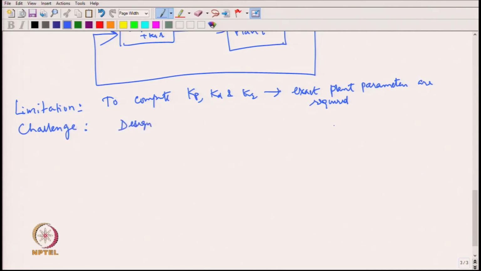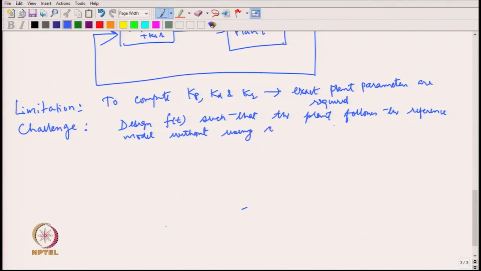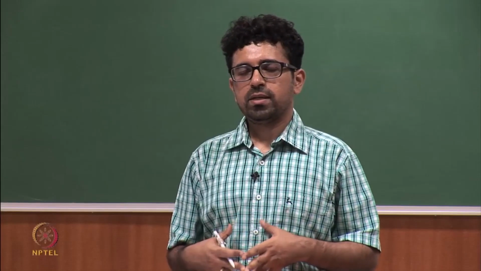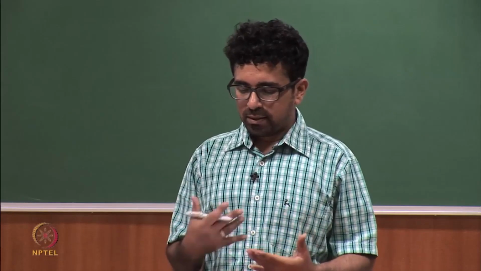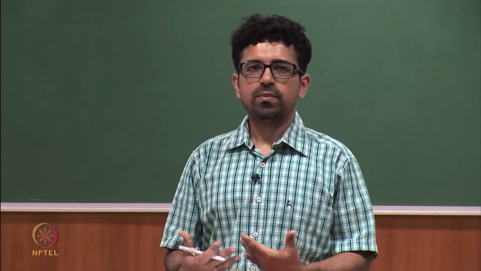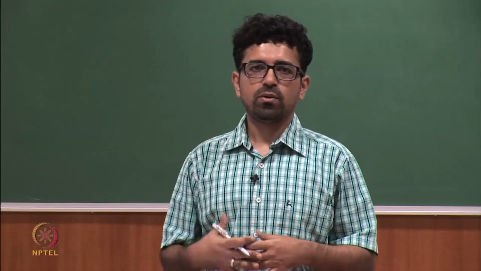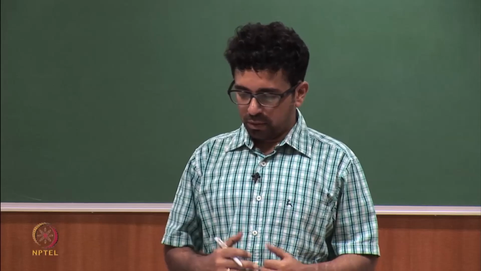So, I next write what the challenge is. We want to design f of t such that the plant follows the reference model without using complete knowledge of the plant parameters. In the case of the mass spring damper system, the unknown parameters are the mass, spring constant and damping constant. So, can we design a controller such that we either do not use any of these parameters at all, or we only use some of these parameters and not all of them. So, the idea is not to use complete knowledge of the plant parameters.